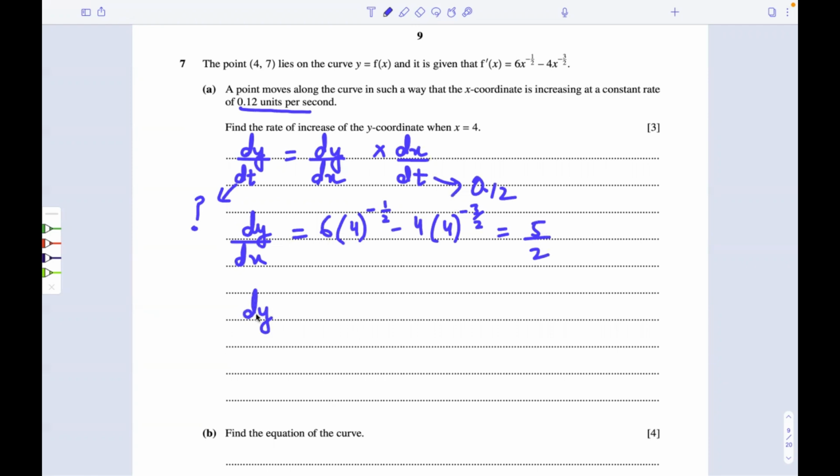So dy by dt would become equal to dy by dx, which is 5 upon 2, multiplied by dx by dt, which is 0.12. So the final answer is 0.3, which is the rate of increase of y. So 0.3 units per second.